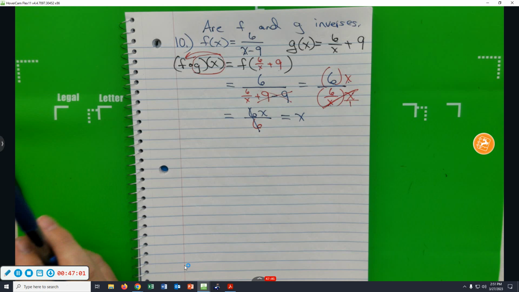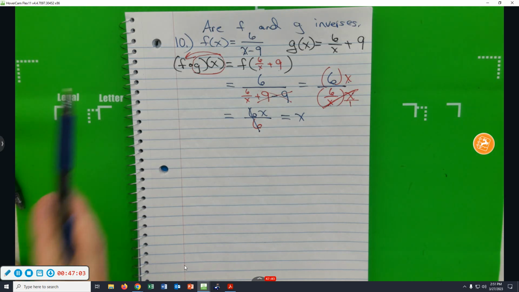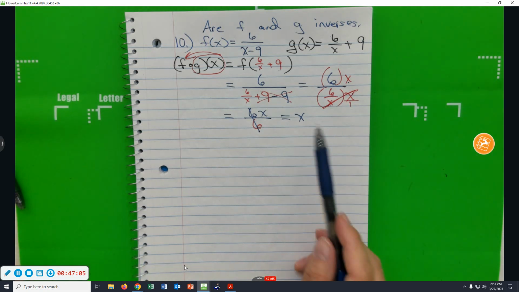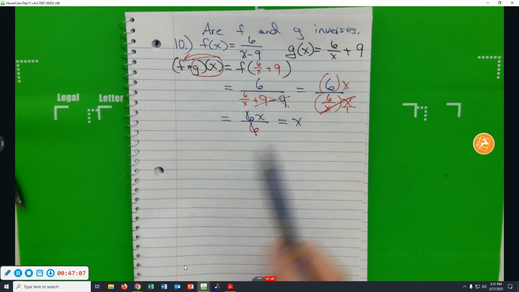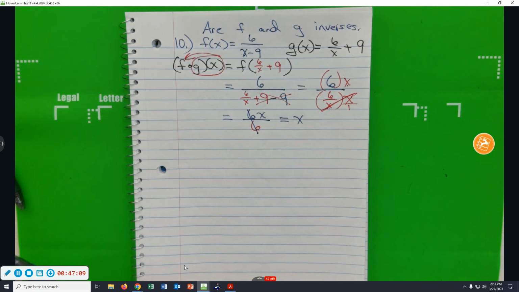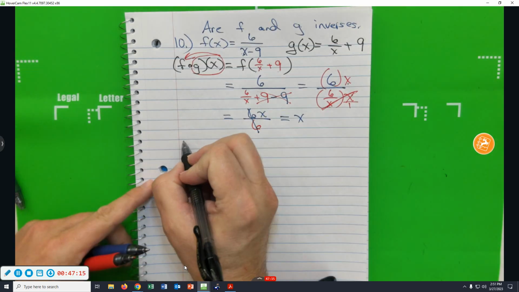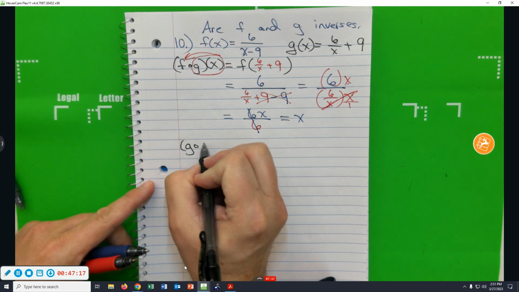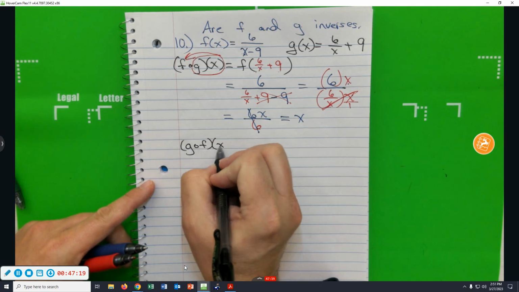So I'm thinking they probably are inverses. If this were a test and I were running out of time, if one composition reduced to x, I'd go ahead and say, yes, they are inverses and go on. But we have plenty of time. So let's go in the other direction now. G composed with f of x.